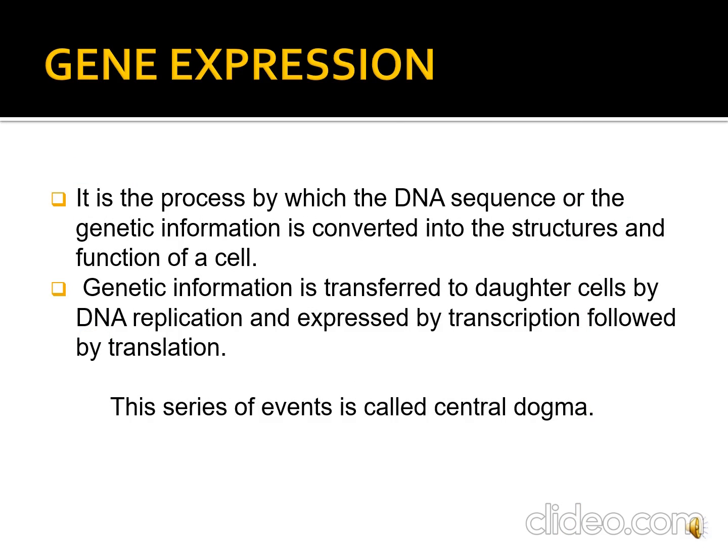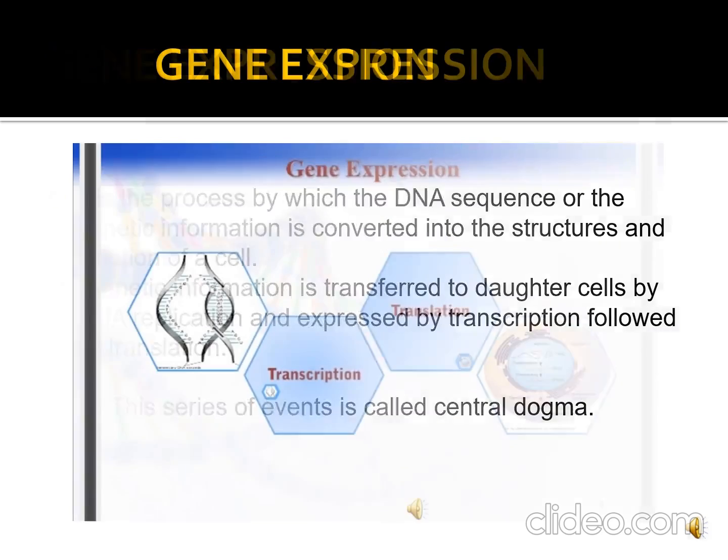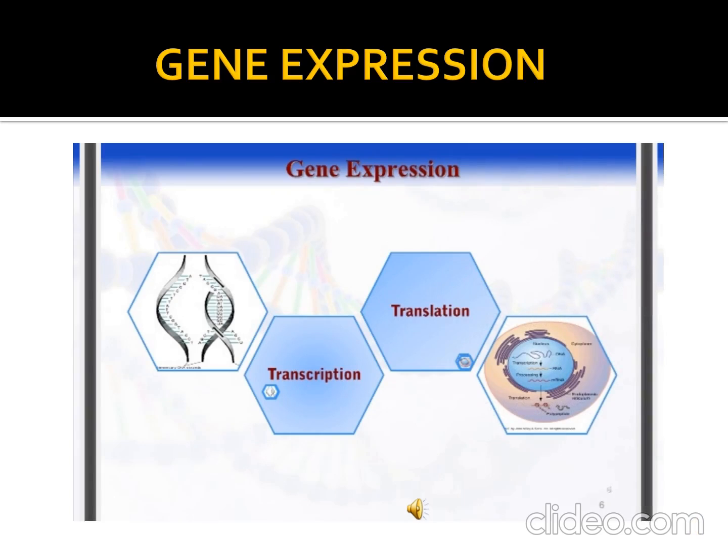Gene expression is the process by which information from a gene is used for the synthesis of a functional gene product. Genetic information is transferred to offspring by DNA replication and expressed by transcription and translation. This series of events is called the central dogma of molecular biology. This figure shows major events that could happen in gene expression.